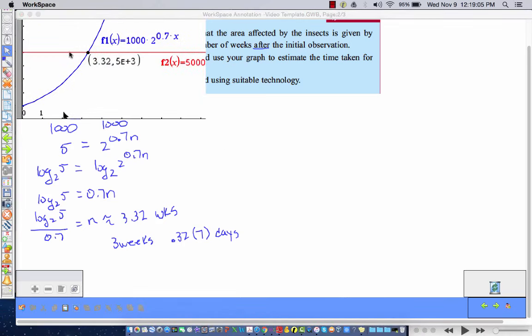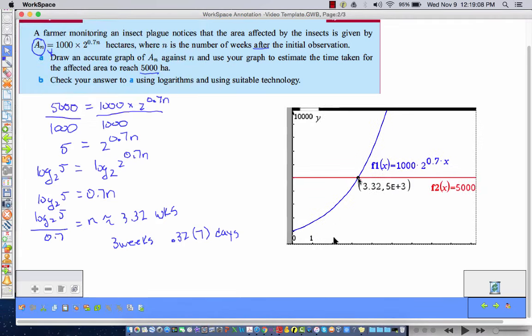Okay, and we'll move it over here. And of course, if you were using a graph on an exam, you would need to sketch it to show us how you found that solution. One more.